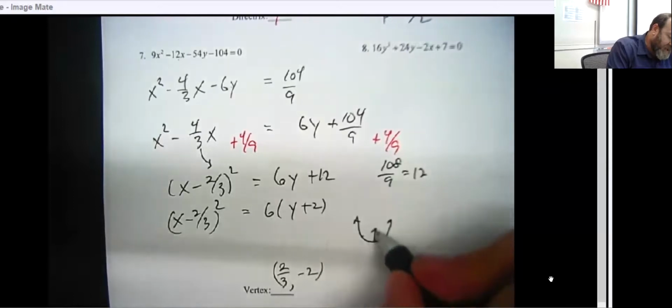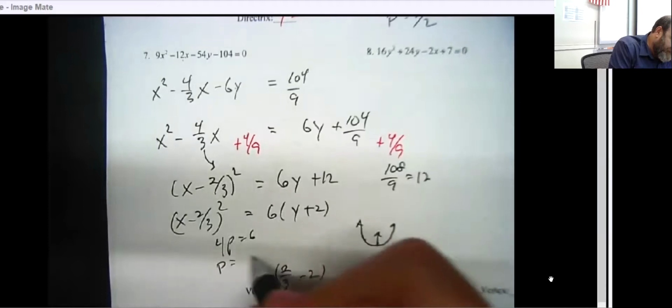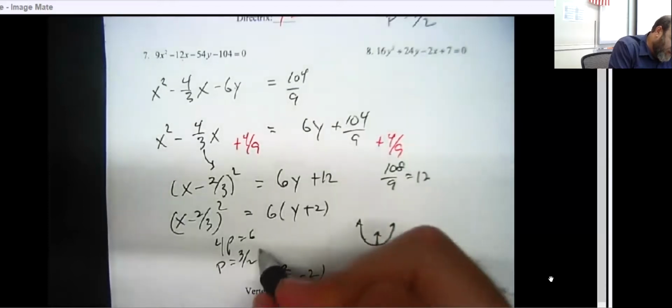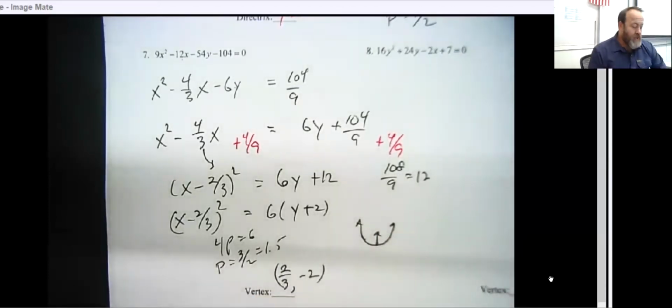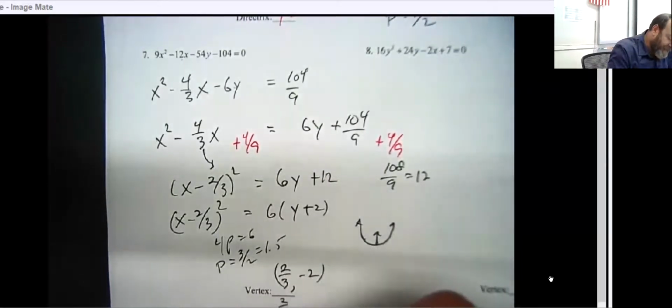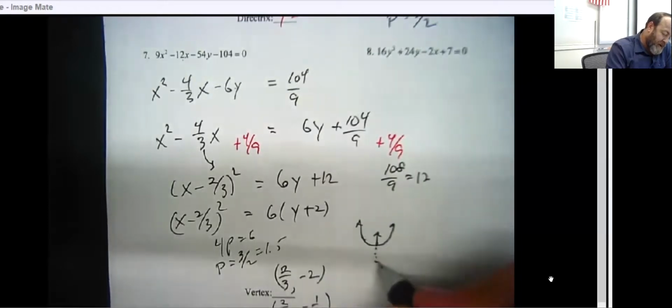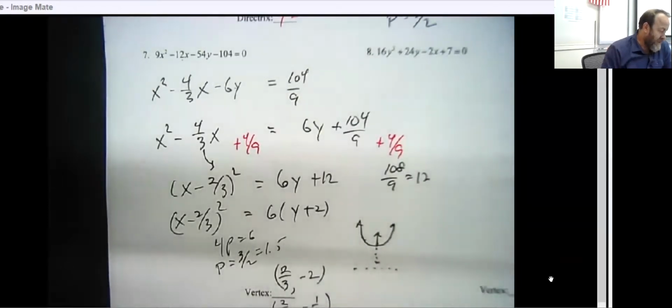My focus is exactly, let's see, if 4p is 6, that makes p 3 halves, or 1.5, if you will. So if I move up exactly 1.5 from -2, I'm going to be at -1/2. And that again is my focus. And of course, the directrix is going to be sitting back here exactly 3/2 of a unit down.